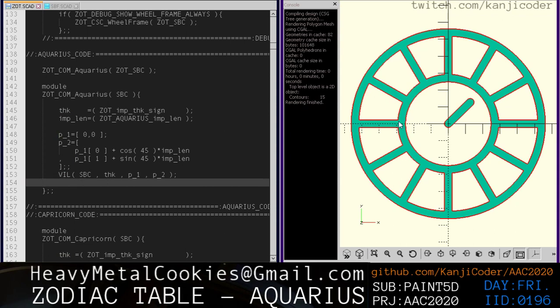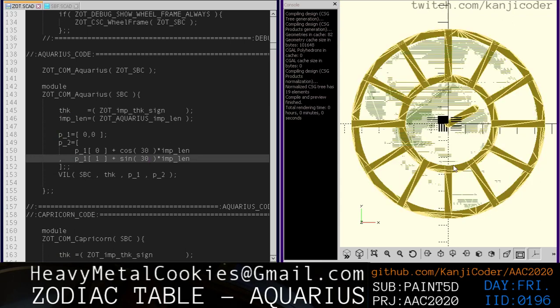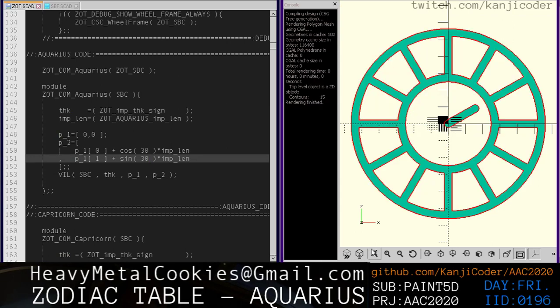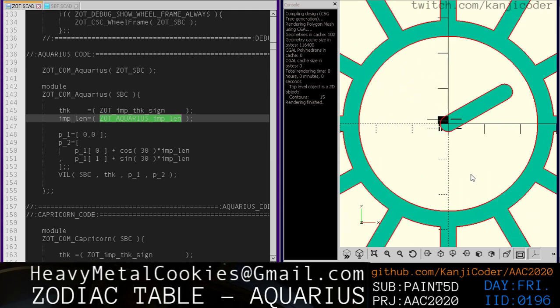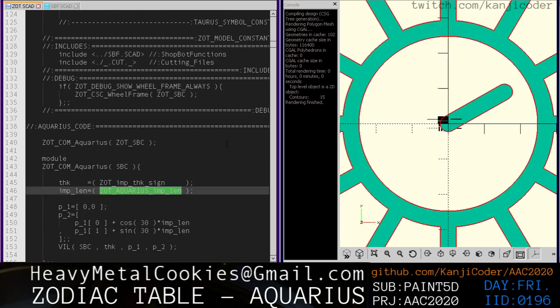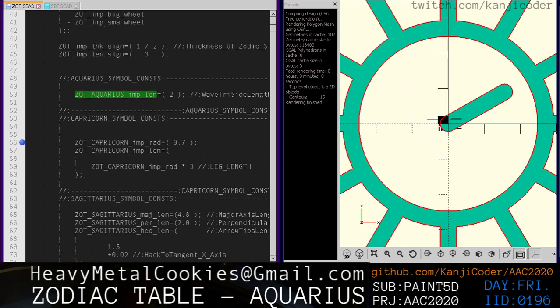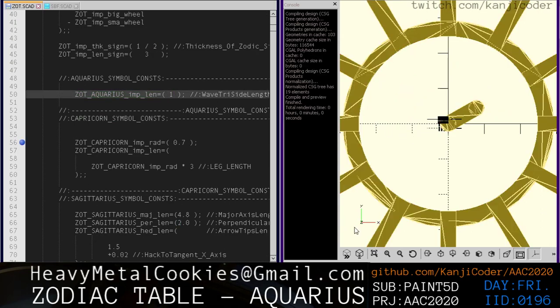That needs some work. In fact, it looks like the line for the Aquarius symbol isn't quite a 45. Maybe a 30 degree might make more sense. So let's try a 30 degree line. Okay, yeah, that could be more workable. So the next thing is this length. We're kind of guessing at the length, and I think that's too far. For this length, I'm thinking just 1, and then F4. Something like that.